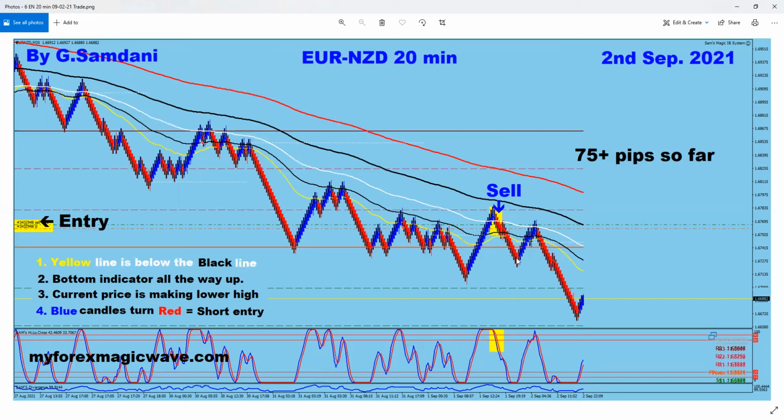It came down here. Unless you take out this one, I don't move my SL. So I didn't move my SL, and the price went up, and luckily it went down. And now you can see how beautiful it is, like an ending butterfly kind of pattern, right? So anyway, on the second, this is the 75 pip here.